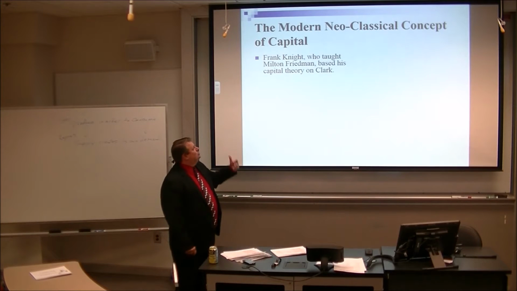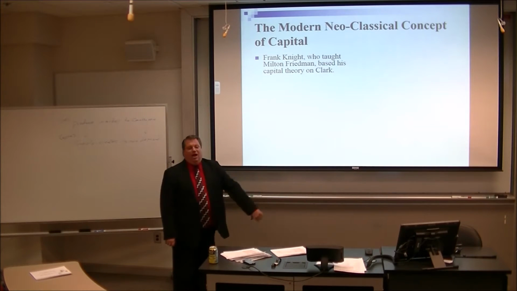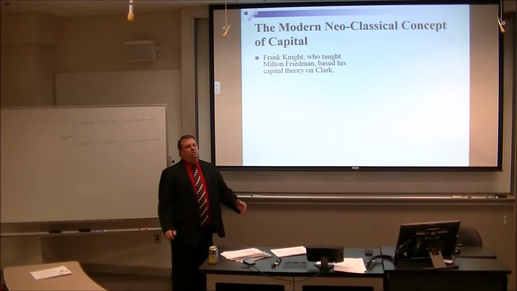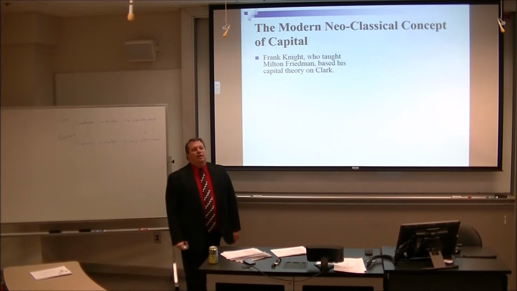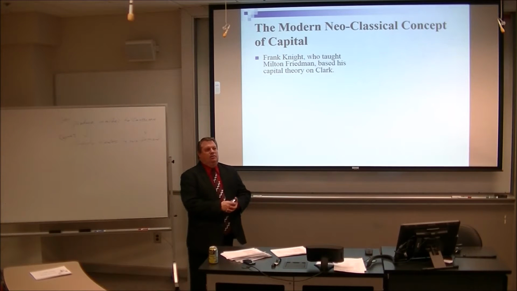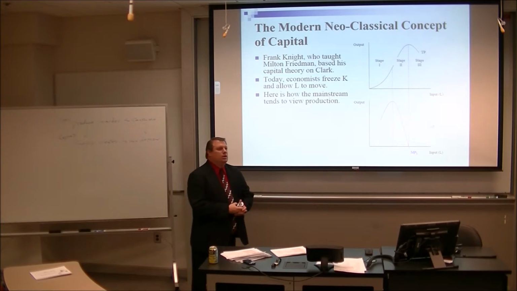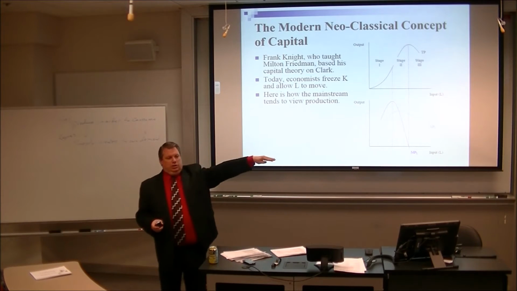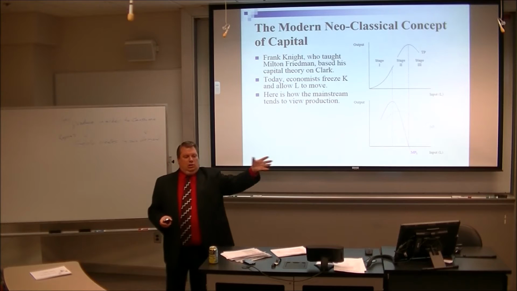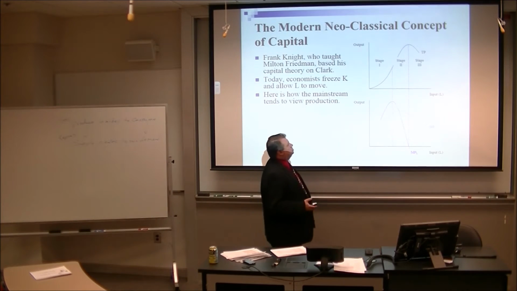All right. So what is the modern neoclassical concept of capital? Now, Frank Knight learned from John Bates Clark, who then taught Milton Friedman. And Frank Knight then came up with this. There we go. So economists freeze K, right? It's a homogeneous blob and we hold it constant. We only let L change. And then we come up with the 3 Knightian stages of production, right?